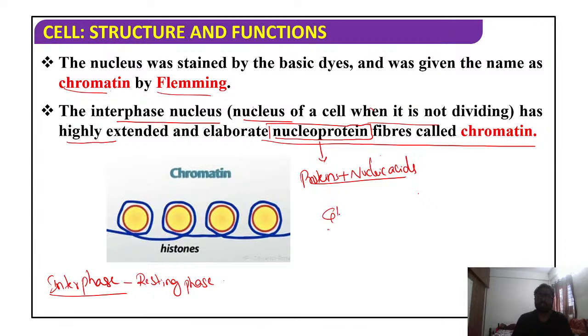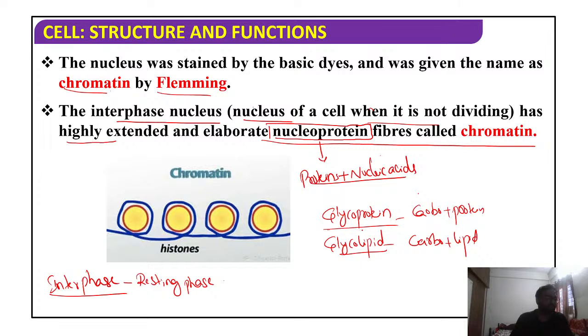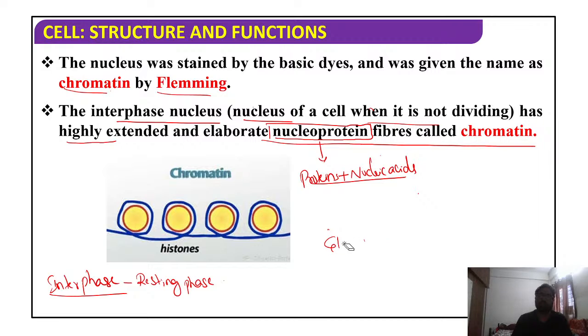So students, generally you study glycoprotein. What do you mean by glycoprotein? Then glycolipid. What do you mean by glycolipid? Glycoprotein means carbohydrate plus protein. Glycolipid means carbohydrates plus lipid. So this is a glycolipid, this is a glycoprotein. Like this, nucleoprotein means proteins plus nucleic acid. This is one of the most important points you all have to keep in your minds.